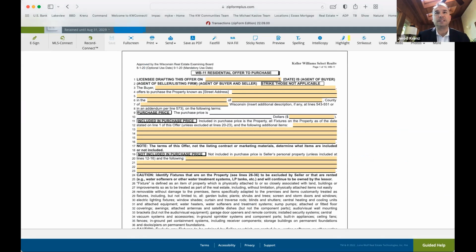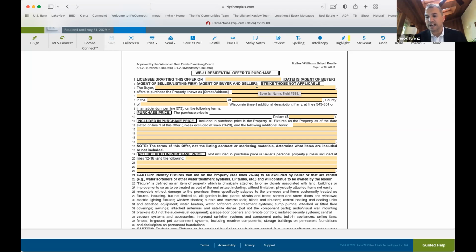All right. Has everyone seen KW Select Realty right here? Yep. WB11 residential offer to purchase. Line 1. Licensee is drafting this offer on. Plain and simple, this is the date you're drafting the offer. So place that date there. The licensee is agent to the buyer, agent to the seller / listing firm, agent to the buyer and seller.